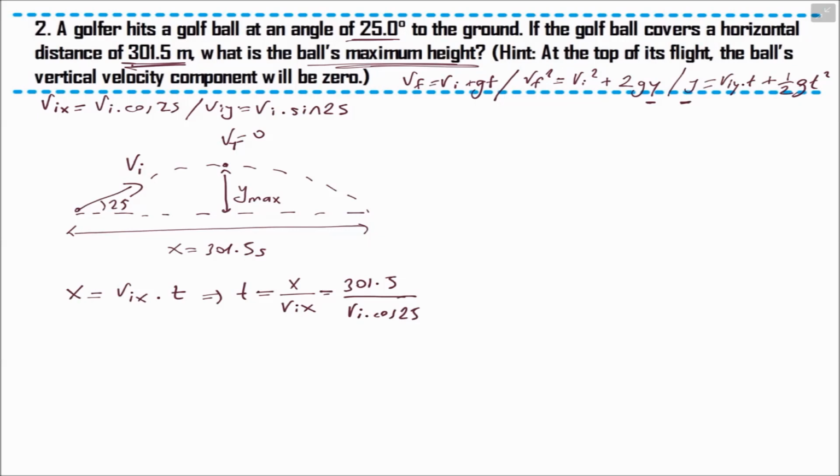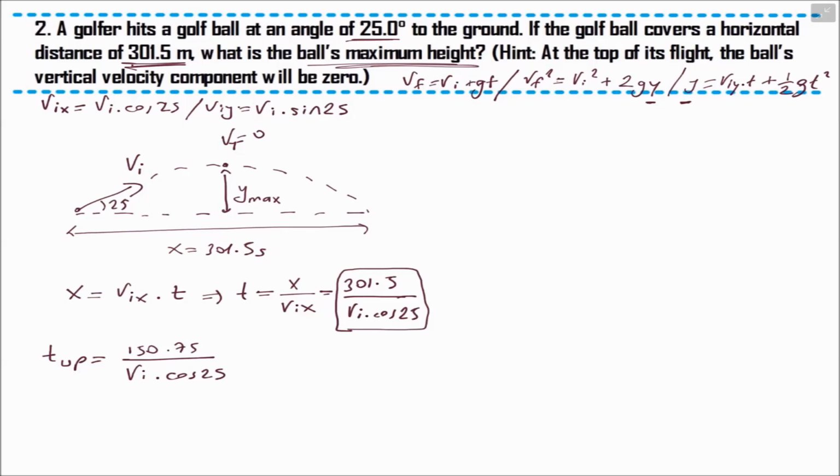And then I need the y max, so I have to use half of the time. This is the whole time, so I have to take half of it because I have to use the time for going up. So it will be half of 301.5, which is 150.75, over v initial times cosine 25.